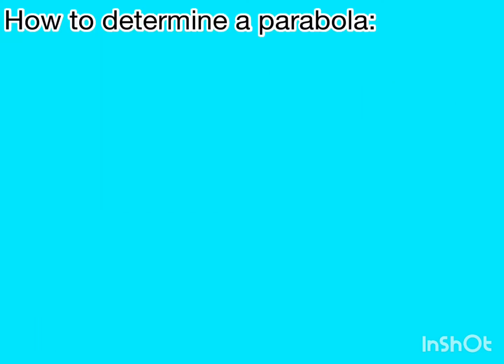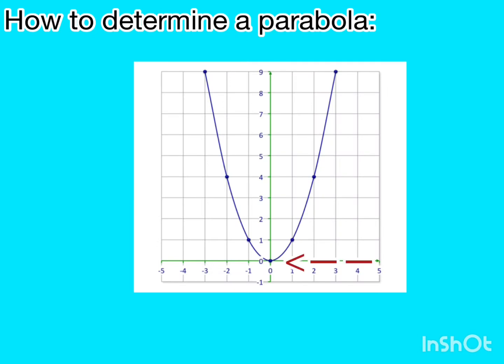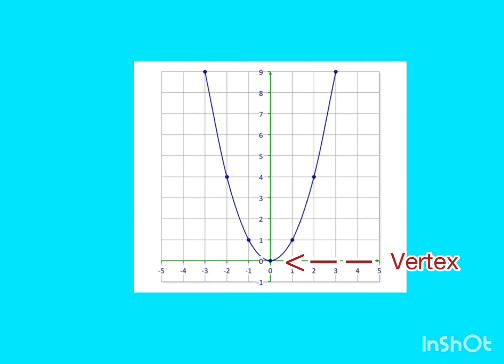To determine a parabola, we need to have first the vertex. The vertex is the peak point of the parabola. If the parabola goes upward, the peak is the bottom, but if it goes downwards, the peak is the highest point.